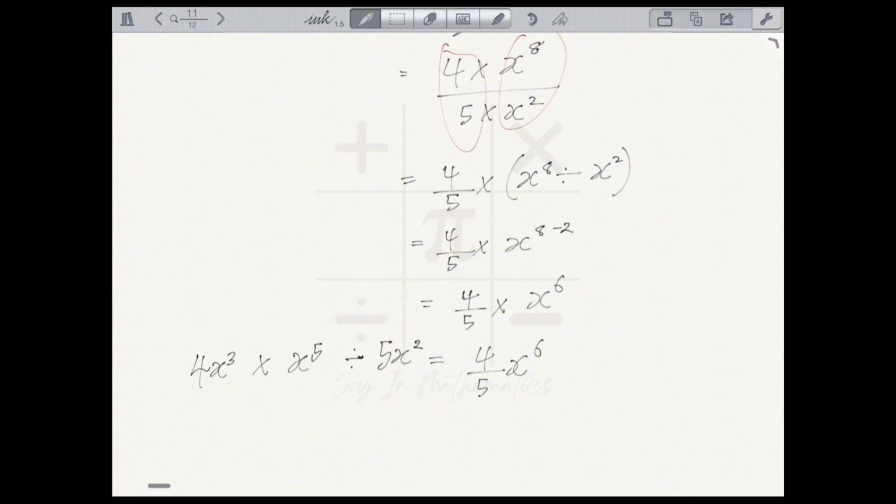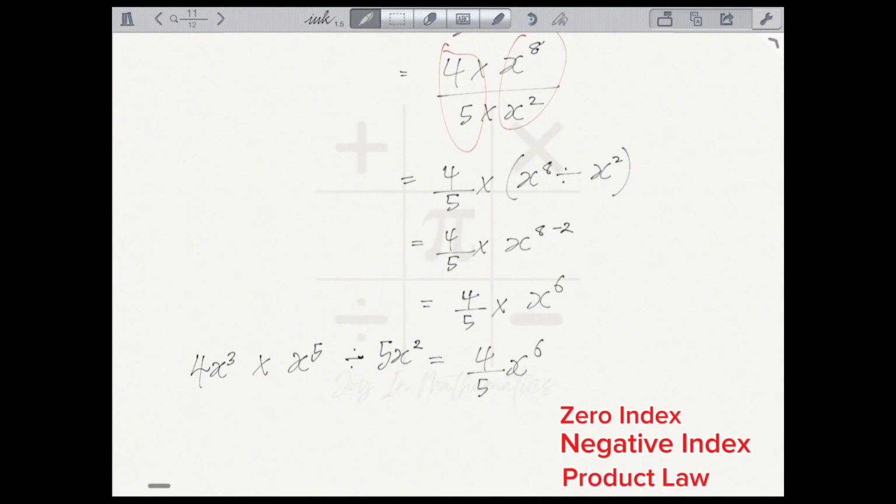Now we have seen how the addition law works, we have also seen how the subtraction law works, and we have seen the results when they are combined together. In our next series of videos, we'll be taking a look at zero index, negative index, and we can see how that is all combined together when we consider the product law.